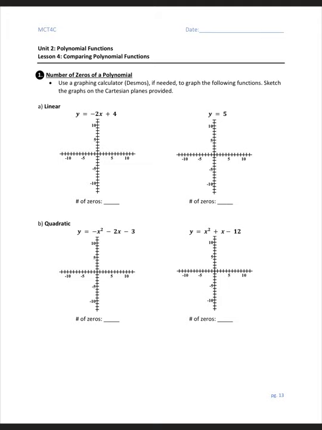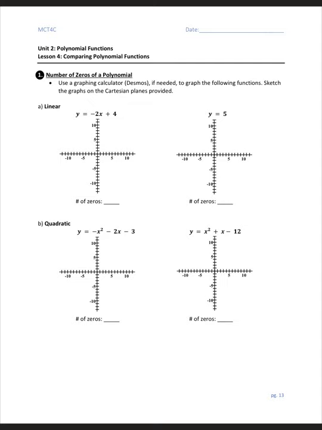Good morning, everyone. Today we're doing Unit 2, Lesson 4, Comparing Polynomial Functions. So in this lesson, we're going to compare and look at the number of zeros a polynomial has. And we're going to need to use a graphing calculator like Desmos to graph the functions. But some of these we should be able to graph just because we know how to graph these types of functions. So let's start by looking at some linear relations.